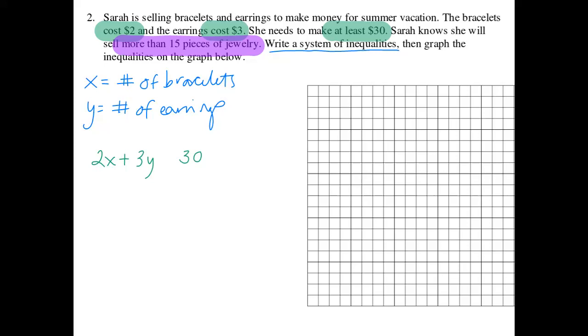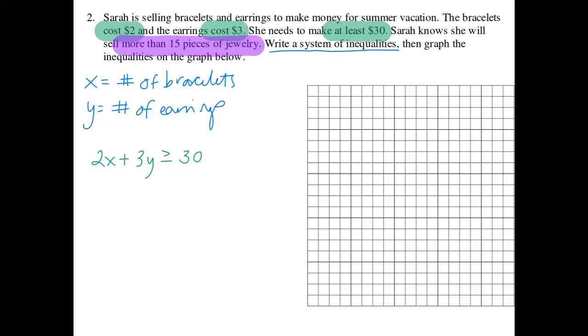And if we're talking at least, what inequality phrase means at least? Hopefully you chose greater than or equal to here because she wants to make $30 or more. So equal to 30 or higher than that. Again, at least does not mean less, even though that's kind of the way that it sounds.